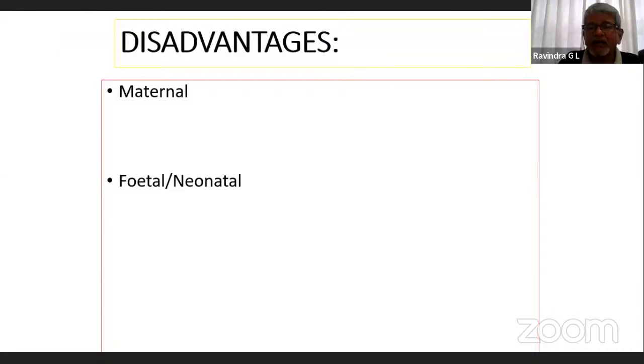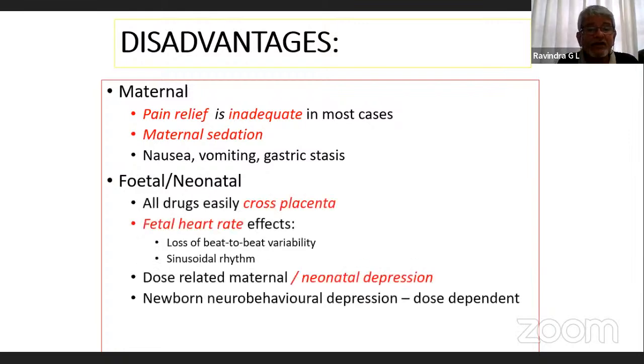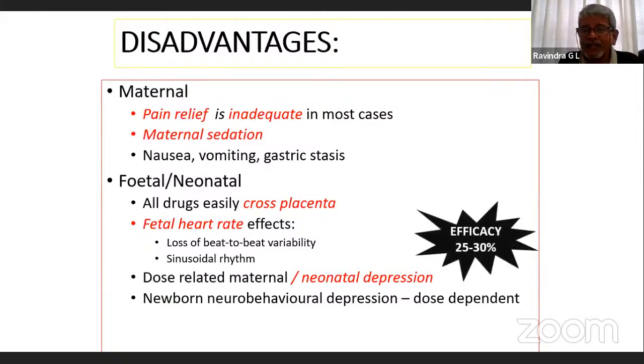Disadvantages are either maternal or neonatal. Pain relief is inadequate in most cases. Maternal sedation is a great disadvantage. Nausea, vomiting, gastric stasis, all of them can occur. Fetal and neonatal: all drugs easily cross the placenta. Fetal heart rate effects like loss of beat-to-beat variability and sinusoidal rhythm are a possibility. Dose-related maternal and neonatal depression is a possibility. Newborn neurobehavioral depression, dose-dependent, again, is a possibility. Efficacy is anywhere between 25 to 30% only.